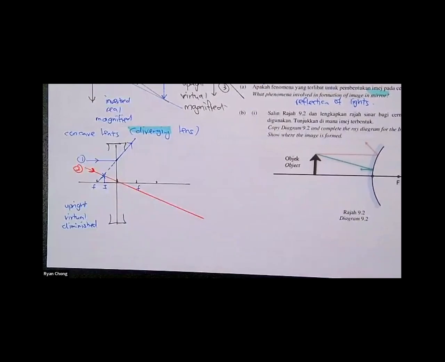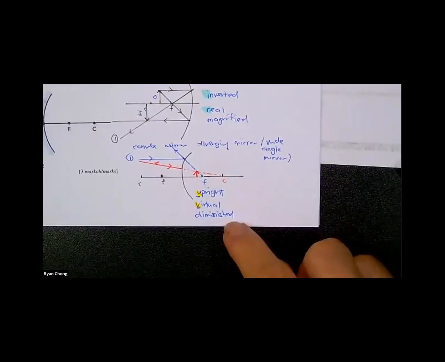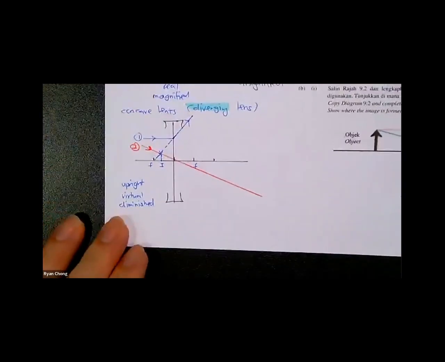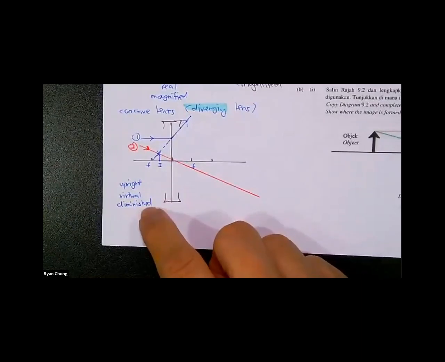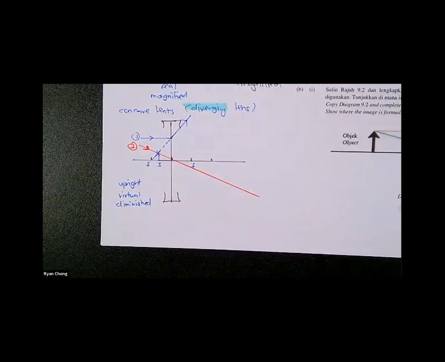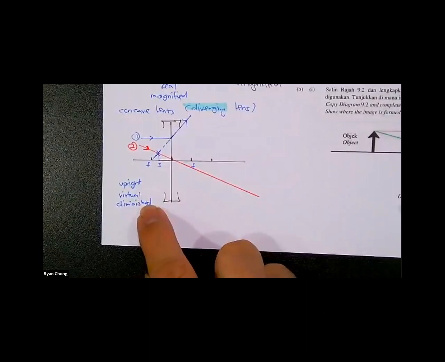Diverging, upright, virtual, diminish. These are also diverging, upright, virtual, diminish. You get me? So whenever you have a diverging lens, your image is always fixed like this. Okay? So this is the way that I can help you. As long as you know concave lens and convex mirror are diverging, this is the properties of the image.